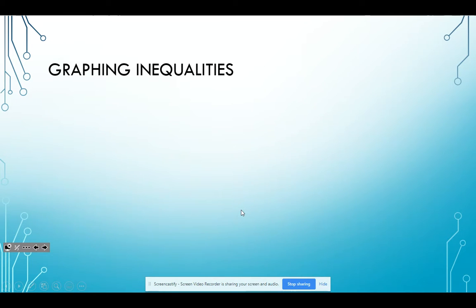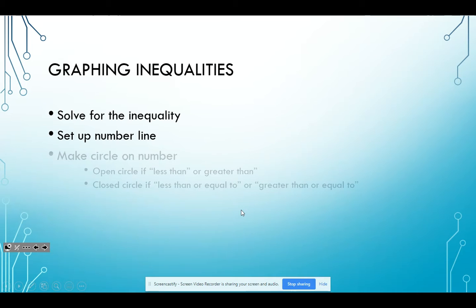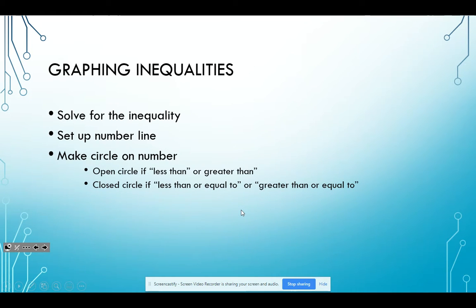Graphing inequalities is a little bit different and something you may have never done before. First, solve the inequality. Next, set up a number line. Next, make a circle on the number that you solved with your inequality. Make it an open circle if it's less than or greater than, and make it a closed circle if it's less than or equal to, or greater than or equal to. Draw your arrow in the correct direction.